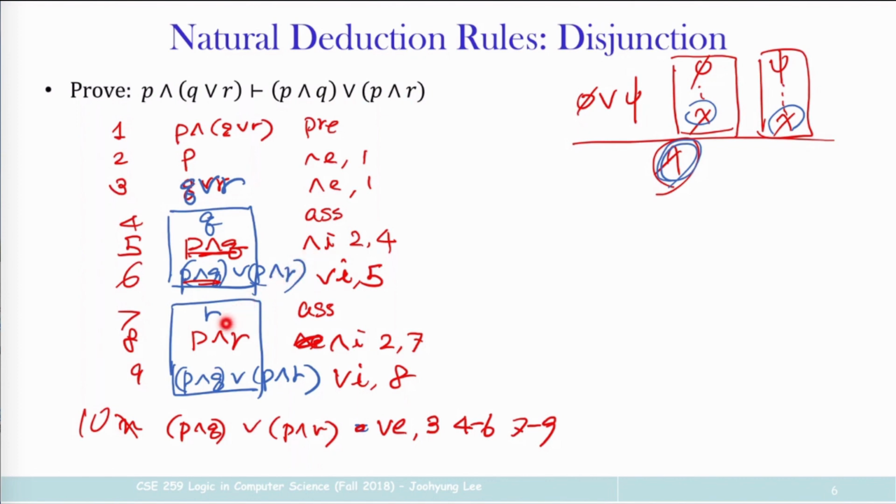Now, the second case is I assume R. The same way, I can derive P and R. And P and R with any other disjunction is also possible. So that's why we get this.